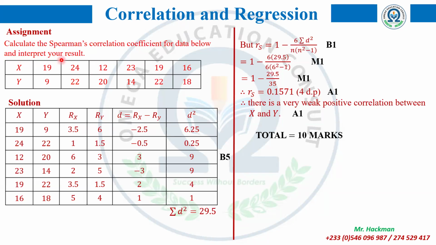The second part: interpret your result. So we are going to draw the conclusion for the second part too. Therefore, we know this lies between 0 and 2, and between 0 and 2, the interpretation was very weak. By 0, this one that you have here is positive. So there is a very weak positive relationship or correlation between x and y, and that will also give you a1. And when you come to the table, any wrong values here will be minus half, so minus half for each error.